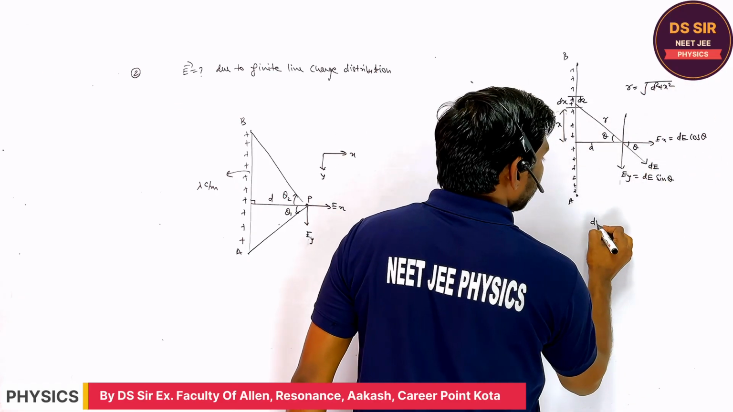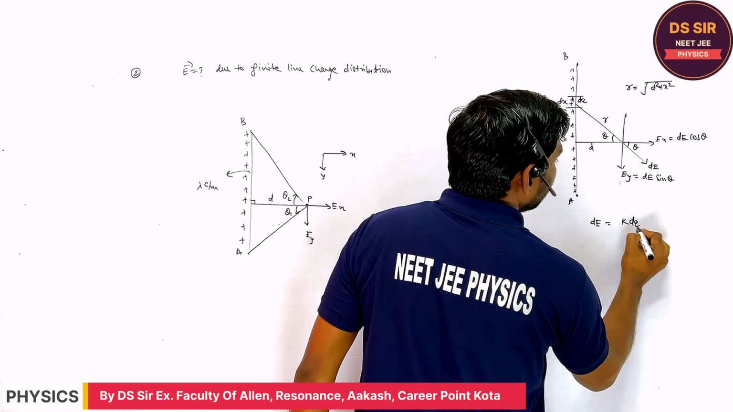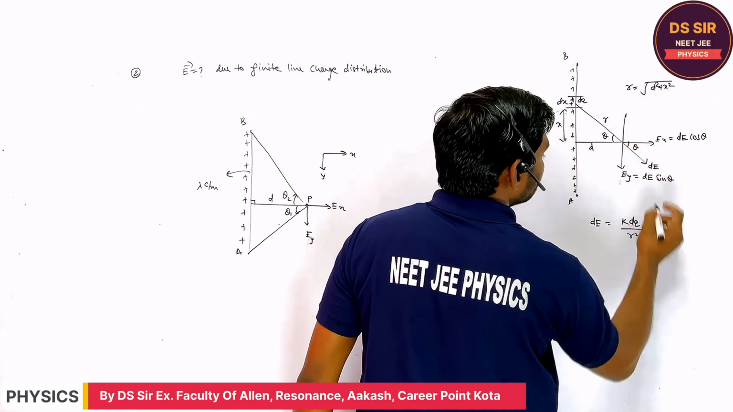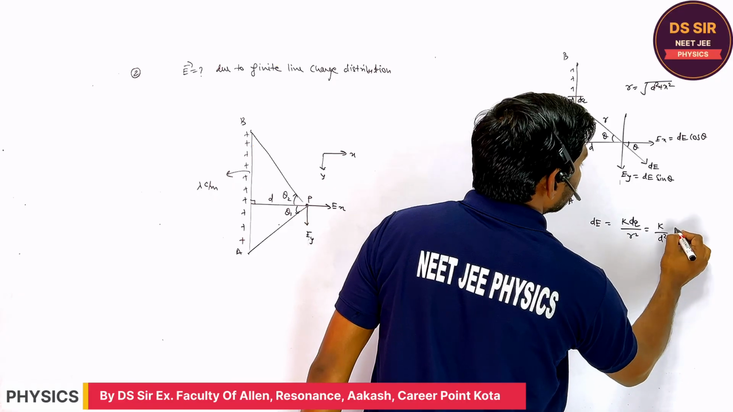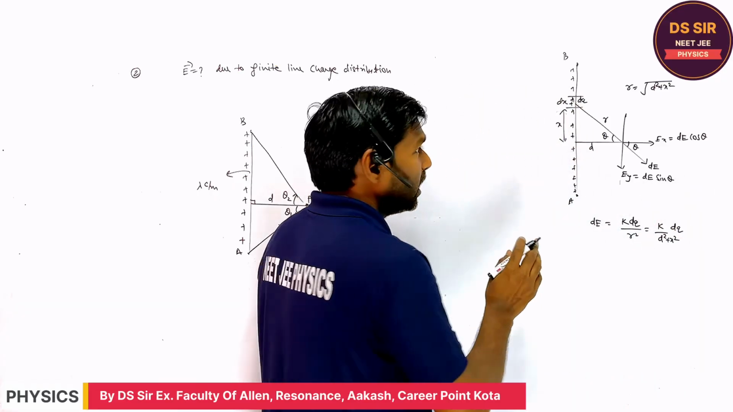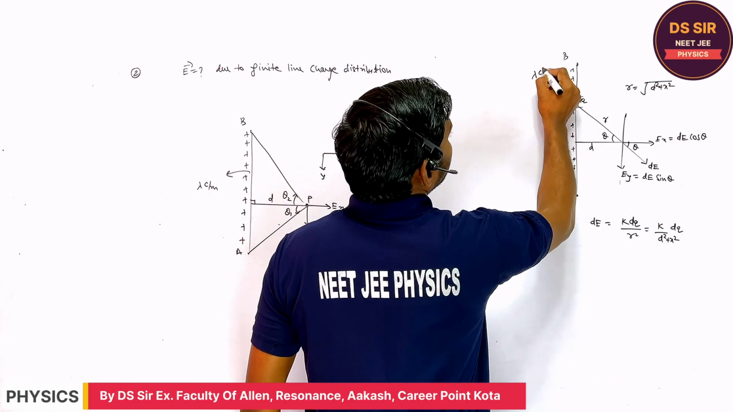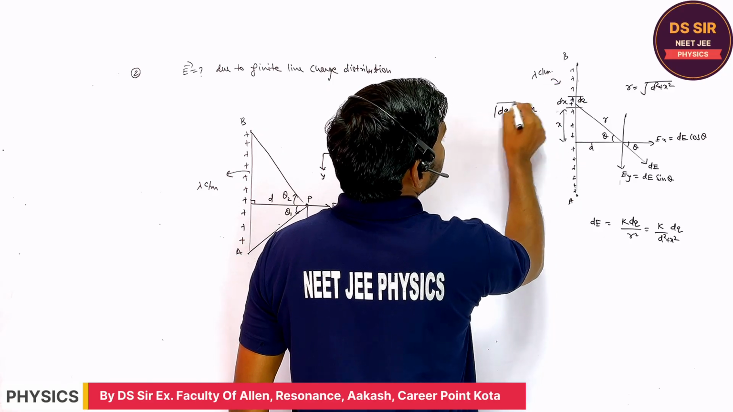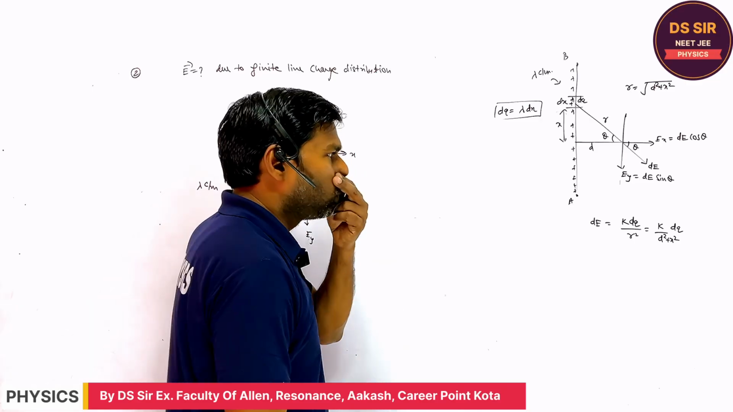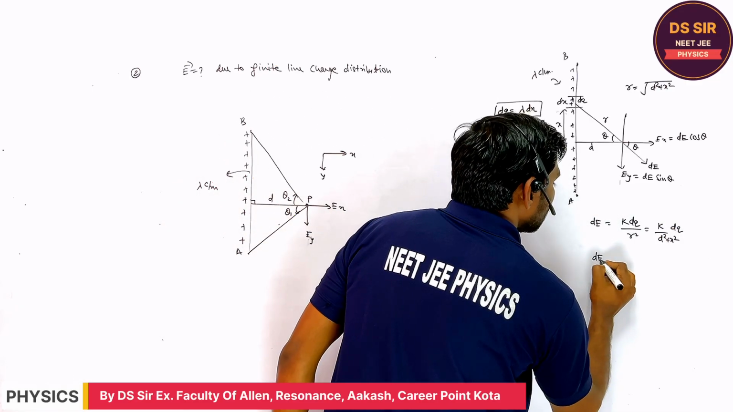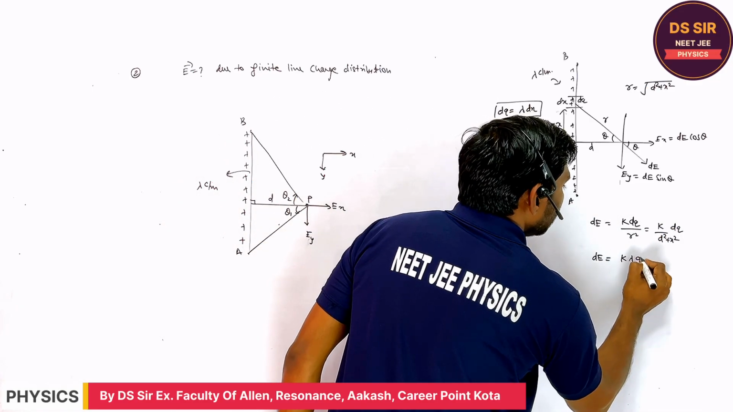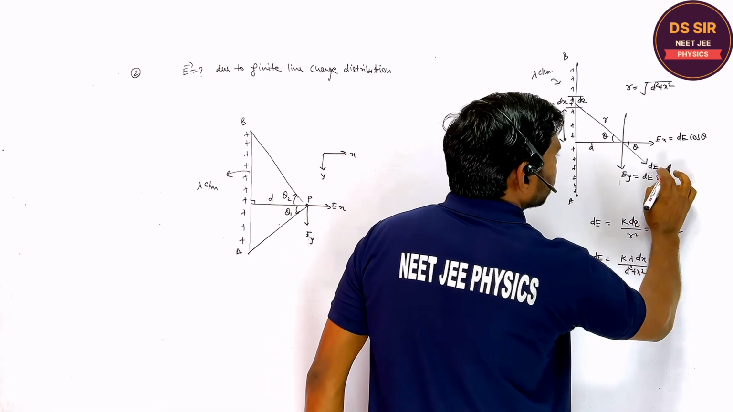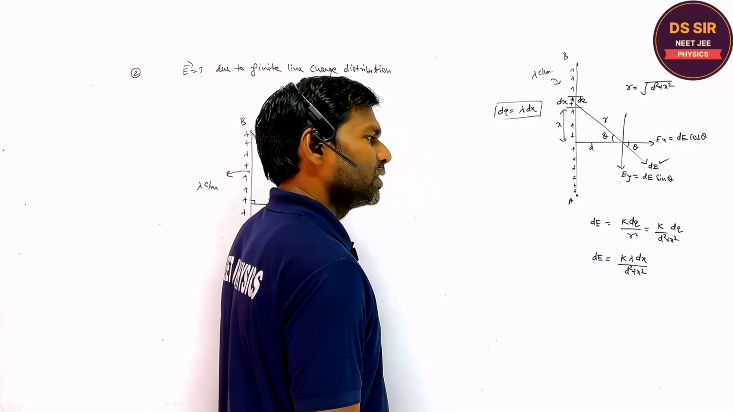Therefore this elemental electric field may be written as k dq upon r square. What is the value of r? The r square is nothing but d square plus x square, into dq. If the linear charge density is lambda coulomb per meter, therefore the dq may be written as lambda into dx. I think you understand this. So dE is k lambda dx upon d square plus x square, the value of this elemental electric field. Is it clear or not?